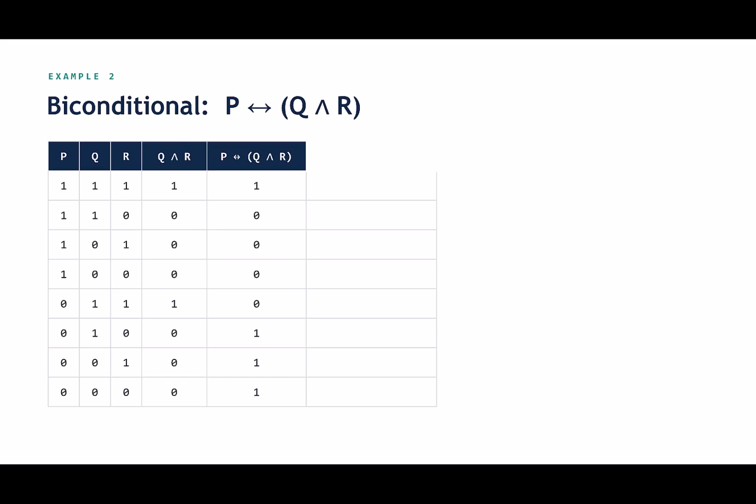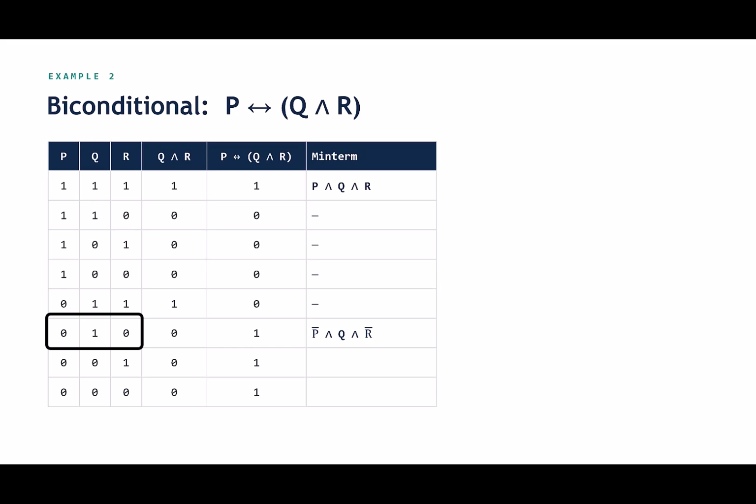Now we're ready to select our minterms. We're going to grab the first row and the bottom 3 rows. In the first row, 1, 1, 1 says P and Q and R. Then we skip the next few rows until we get to another minterm. Here I have 0, 1, 0. The zeros we write as complements. So I have not P and Q and not R. Then 0, 0, 1 will be not P, not Q, and R. Then 0, 0, 0 is not P and not Q and not R.